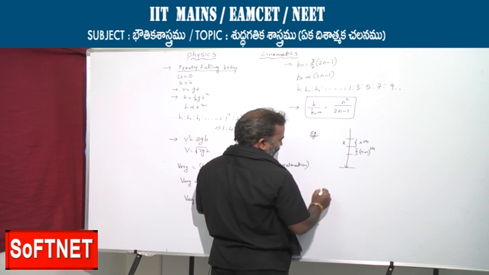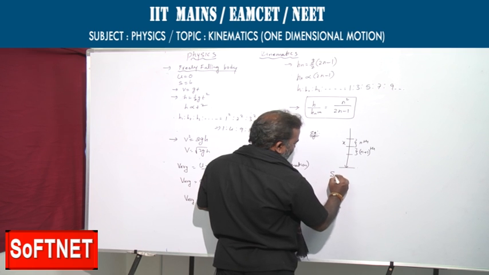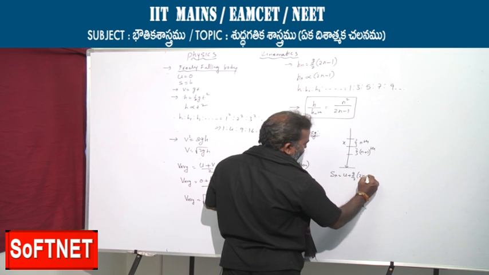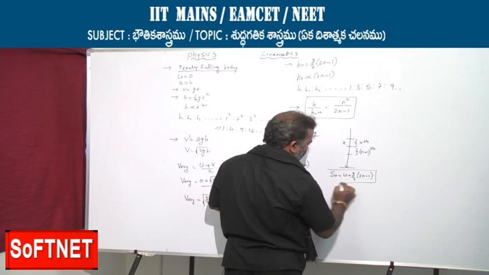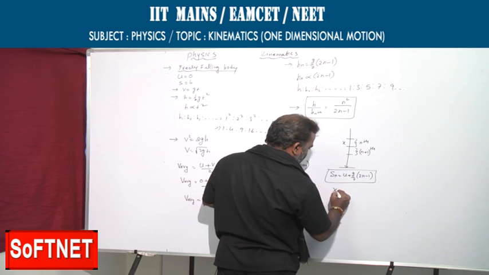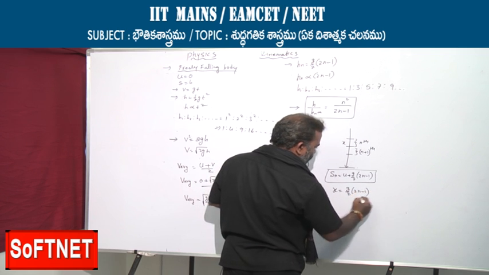So let me apply the Snth equation. Snth is equal to u plus g by 2 into 2n minus 1. This is the basic equation. u is 0 because it is a freely falling body. How much distance will it cover? x equals g by 2 into 2n minus 1.